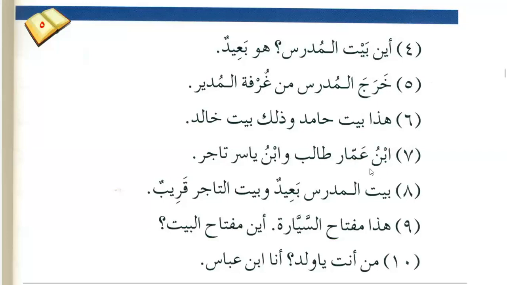Khalidin. Yes. Okay. Ibnu Ammarin talibun. Wa ibnu Yasirin tajirun. The son of Ammar is a student and the son of Yasir is a merchant.